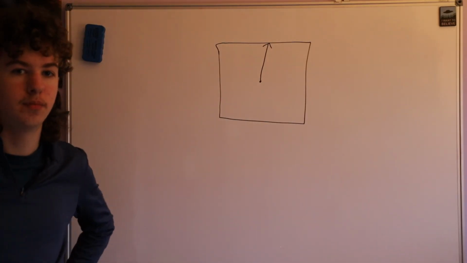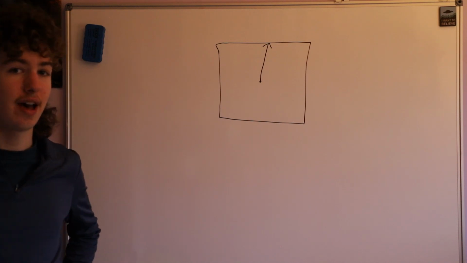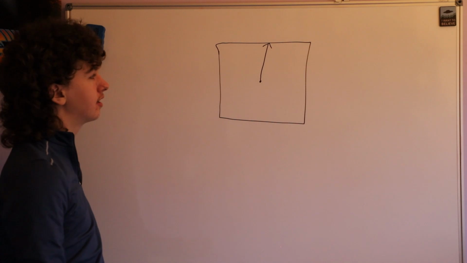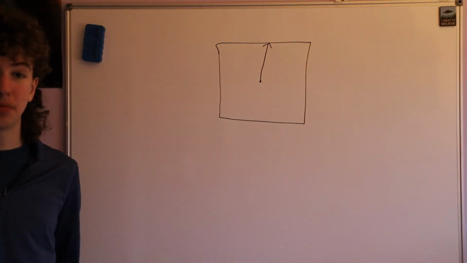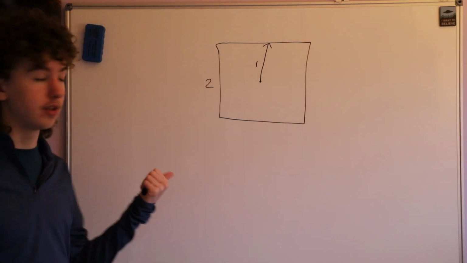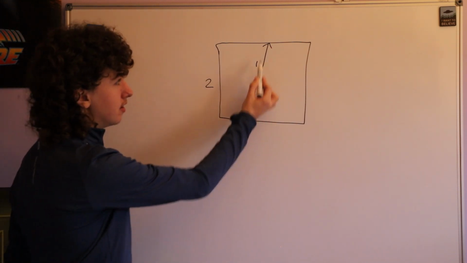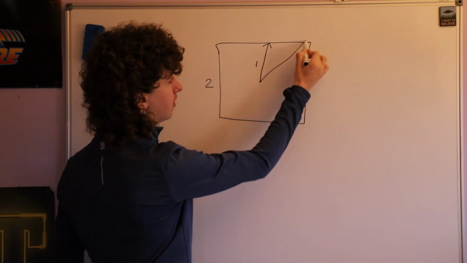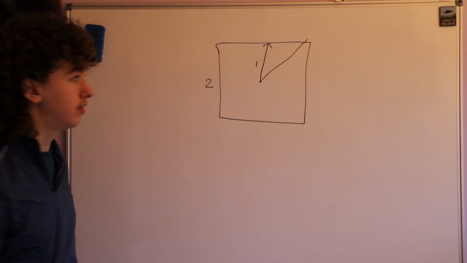I have a problem. I need to find the average length from the centre of this square to the edge. First off, let's put some numbers in there, see what we can do. So we know for a square with side length 2 that the shortest distance, the centre to the edge here, is going to be 1.